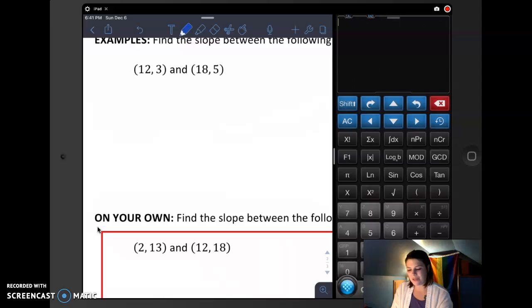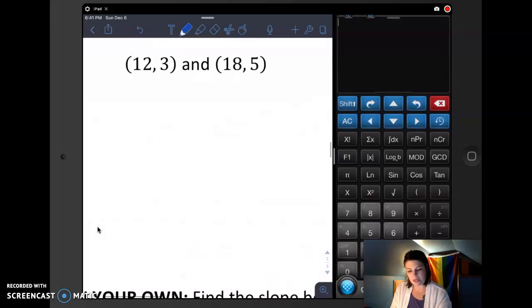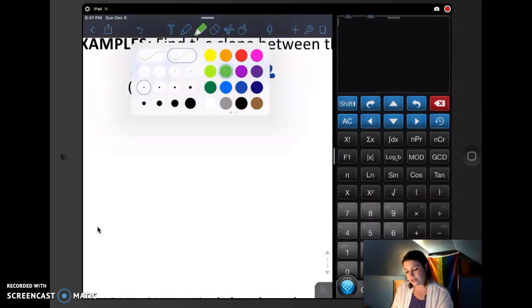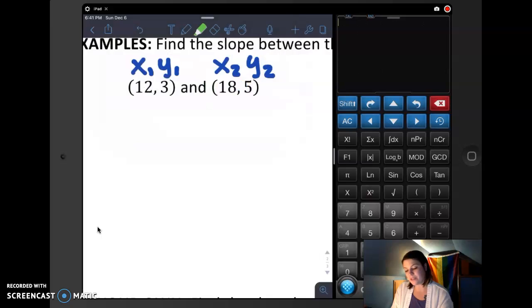Here's what we want to do. We want to mark on the point where is our x1 and our x2, and then where is our y1 and our y2. Something that can be very helpful, there's lots of strategies that are helpful in these problems here. We can highlight the x's in one color and highlight the y's in another color.